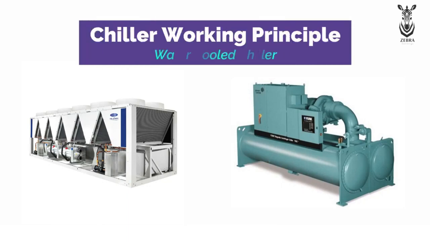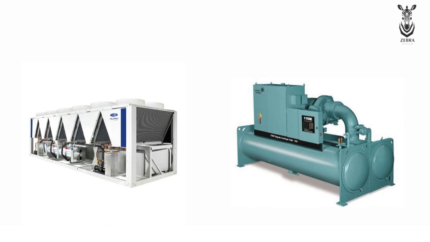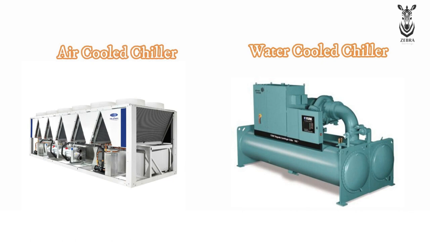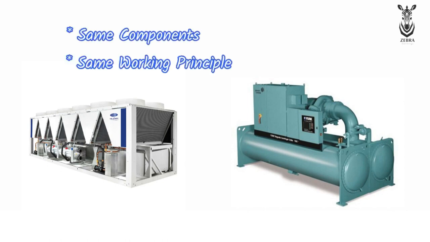In this video, we are going to discuss the working principle of the chiller. We can see chillers in large buildings, and there are many types of chillers. But there are commonly two types: one is the air-cooled chiller and the other is the water-cooled chiller. Although there are many types of chillers, they all have the same components and the same working principle.